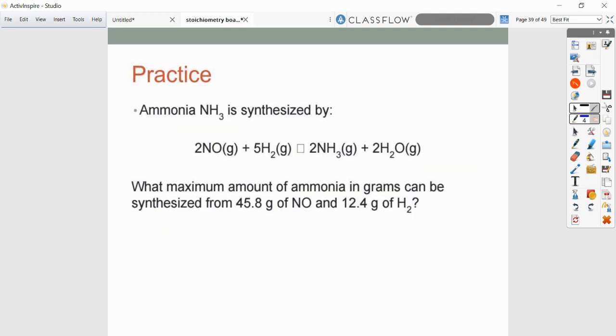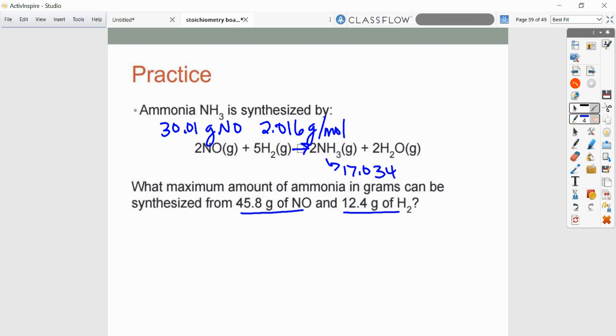Okay, let's do another example. Okay, so we're going to go ahead and take a look at what's the maximum amount of ammonia in grams that can be synthesized or made from 45.8 grams of NO and 12.4 grams of H2. So let me go ahead and write down our molar masses. So I have 30.01 grams for NO. For hydrogen gas, 2.016 grams per mole, and ammonia is going to be 17.034 grams per mole.